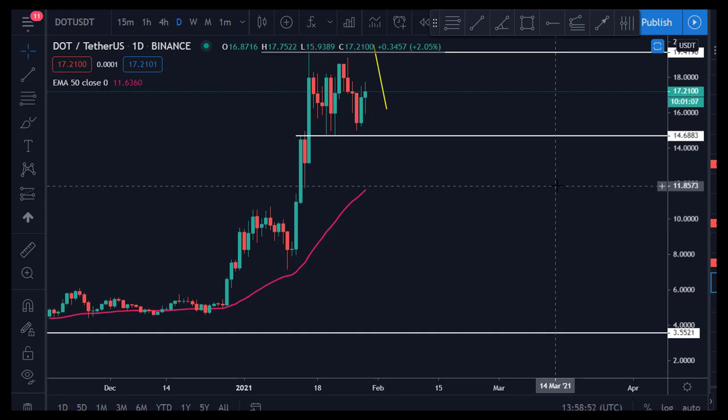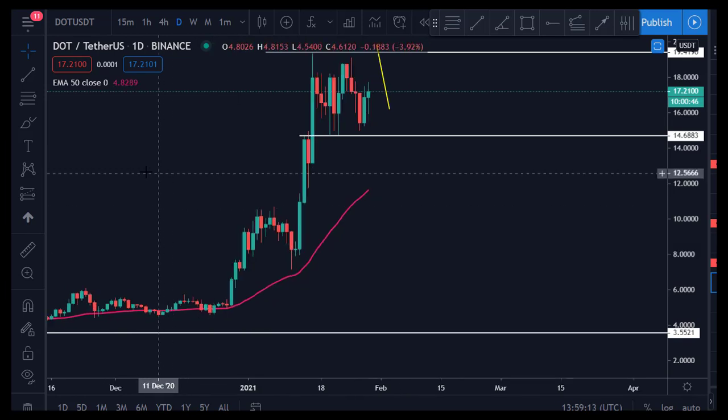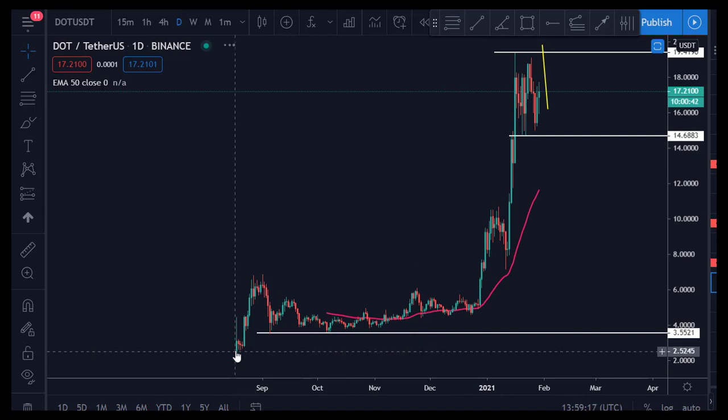In today's analysis, I want to combine two coins based on request. I want to do Polkadot and Aave. Let's start with this first one, USD. This is a beautiful coin that I've been doing well with since August last year.